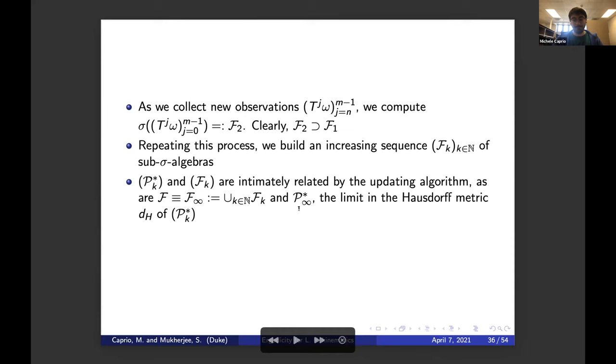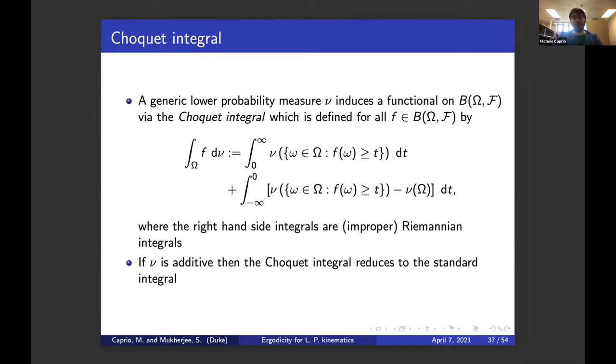The last thing I need to introduce before talking about the ergodic theorem is what a Choquet integral is. Basically, the Choquet integral is a generalization of the usual integral we use to compute functions with respect to measures. Instead, we are computing integrals of functions with respect to capacities.